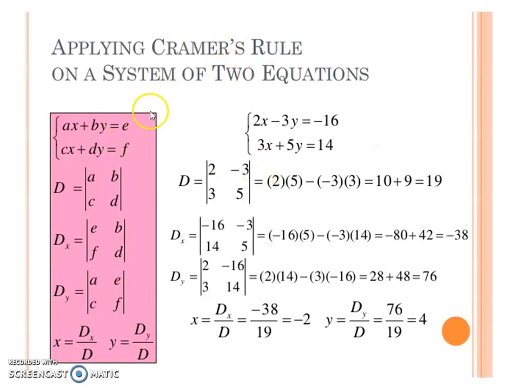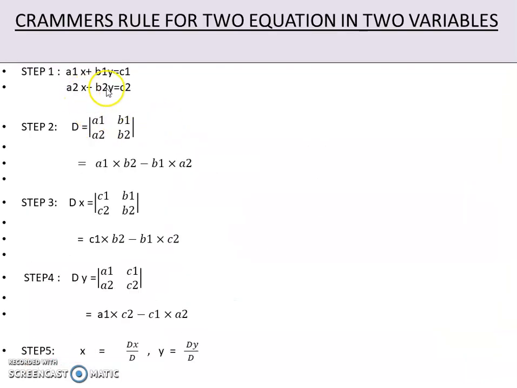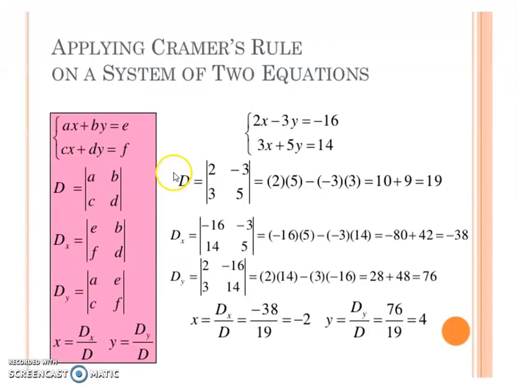Now the next example: applying Cramer's rule on a system of two equations. Let us check out the system of equations. In the previous slide we used A1, B1, A2, B2, C1 and C2. Instead of that, you can try A, B, C, D, E, F. No matter. D is defined by A, B, C, D. Dx is E, F, B, D. Dy is A, E, C, F. x is equal to dx upon d, y is equal to dy upon d.